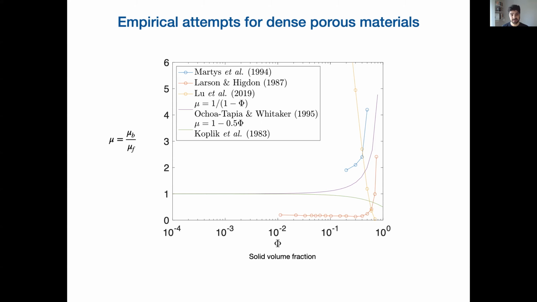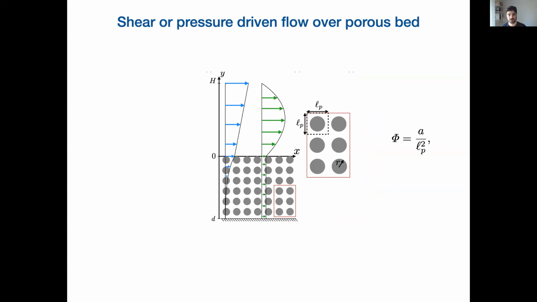There are also 2 theoretical works here by Okoa Tapi and Whittaker and Koplik et al. And these are shown here without symbols, so in purple and green. And we can see that they sort of get the opposite trends when it comes to high solid volume fraction, although they converge to 1 at very low solid volume fractions. So clearly, there's a question here: what should the Brinkman viscosity be, and how do we determine it in a practical way? Right. So this is the aim of this talk.